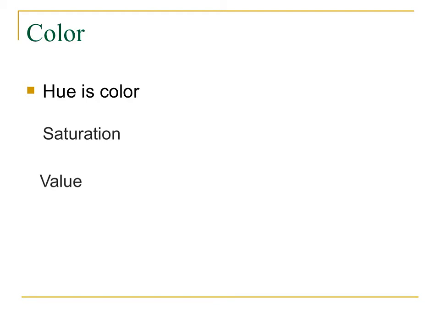And the last attribute we're going to speak about is value. And value is the lightness of the color. So how much white has been mixed in with it, or how much black has been mixed in with it. Those are your varying values. Now, saturation and value, when you vary them, they can give you sort of similar results, but they are not exactly the same thing, and I'm going to show you.